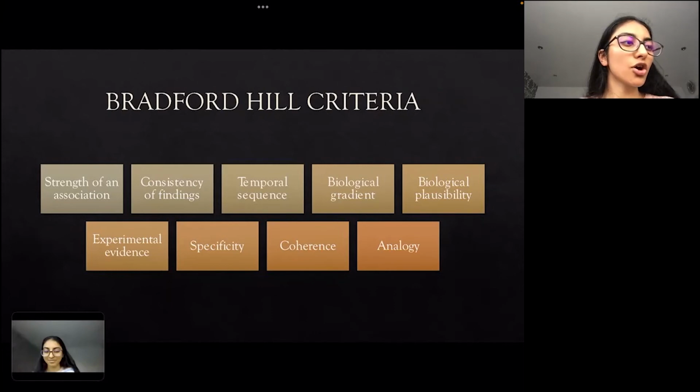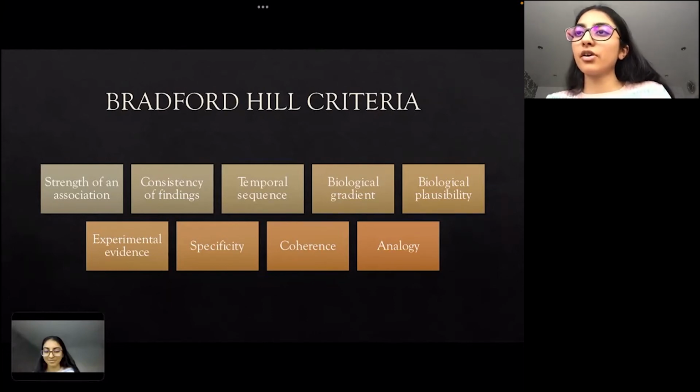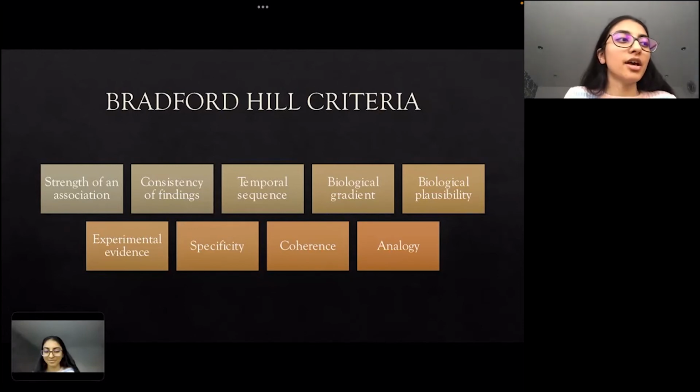Biological gradient. So if there is a gradient of increasing or decreasing the risk of the disease outcome as the level of exposure increases or decreases. Think like increase in exposure means increase in the outcome. So that's known as a dose response relationship, and that's also more evidence for causality. Biological plausibility as well. So can you think of some biological reasoning of how that association could actually occur? Is there any biological reasoning behind it?